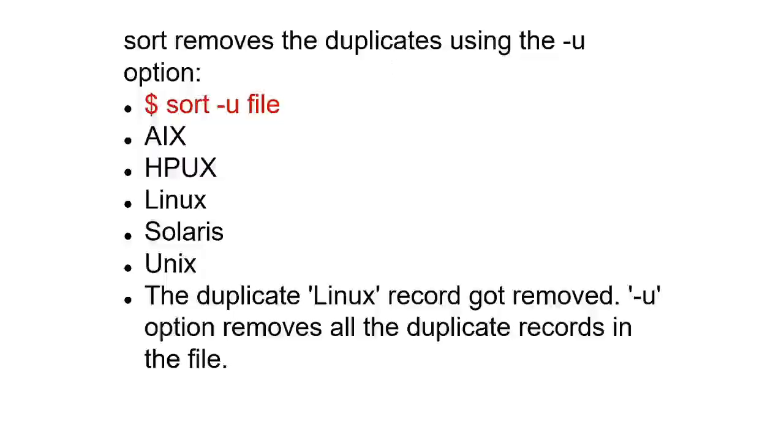Sort removes the duplicates using -u. If you don't want the duplicate data to be displayed on the screen, just use -u here with the file name. So whichever duplicate data is there, it is removed. See, the Linux record got removed. The -u option removes all duplicate records in the file.